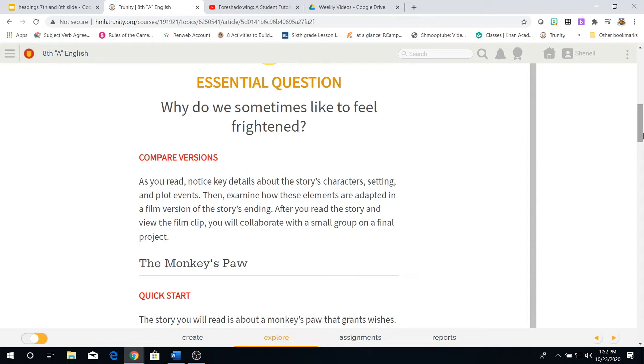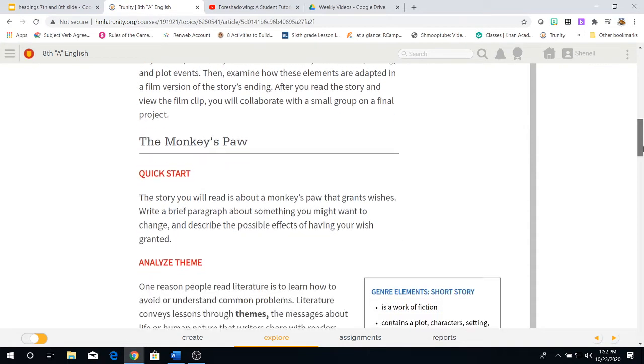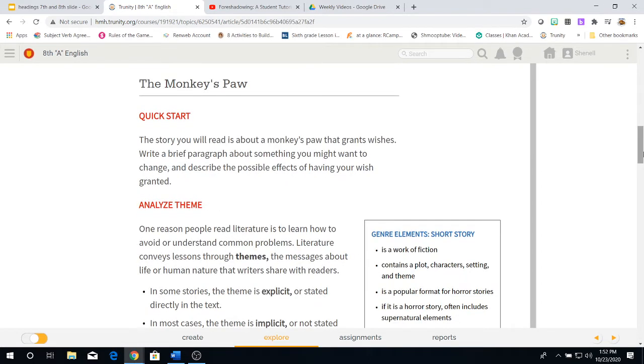Comparing versions, where, like I said, once we've read the written work, we'll watch the visual aid or the film and make a comparison between the two. The Monkey's Paw. For our quick start activity, remember you do this in your notebook or your binder.